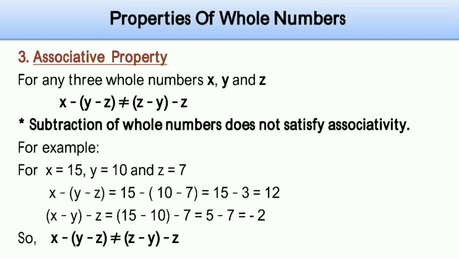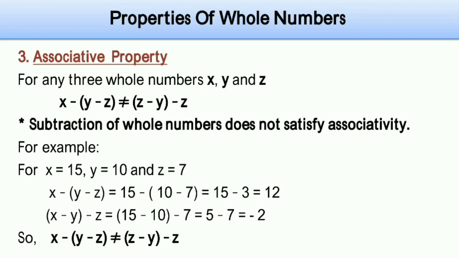In addition we are able to change the grouping of the numbers, but in subtraction we can't change the grouping of the numbers. Suppose that x, y, z are three whole numbers. Then we can't say that (x minus y) minus z is equal to x minus (y minus z). This is not equal to this.